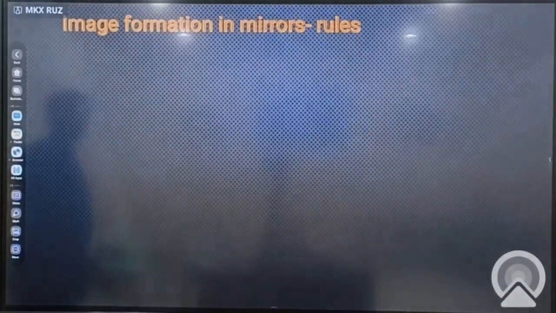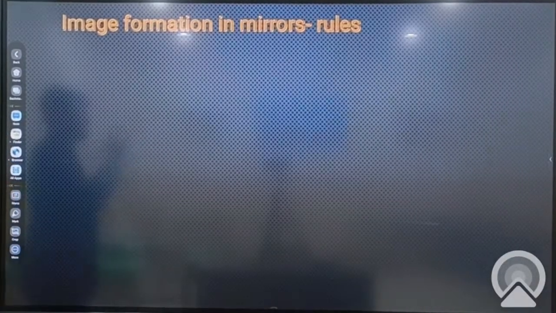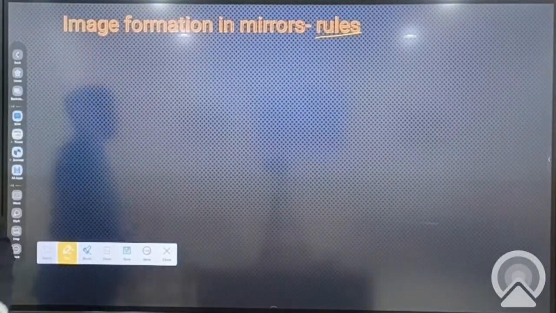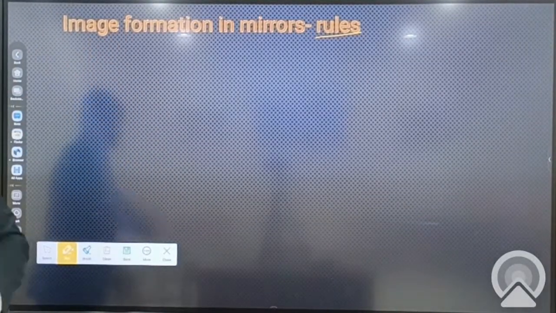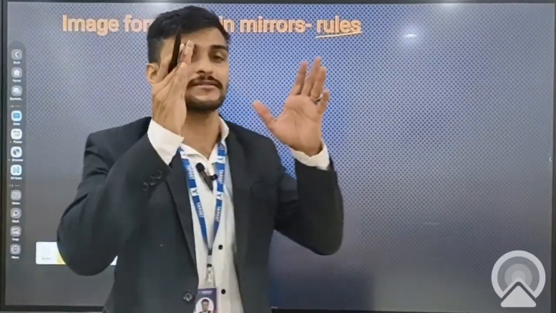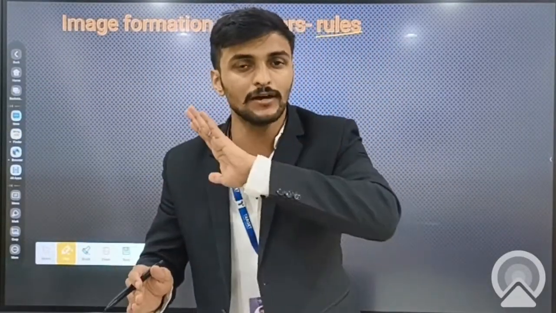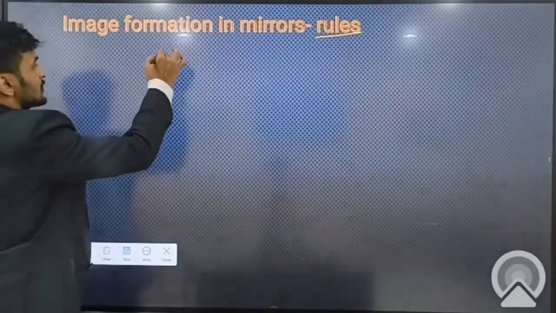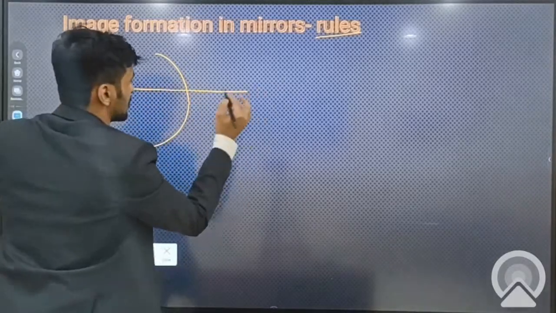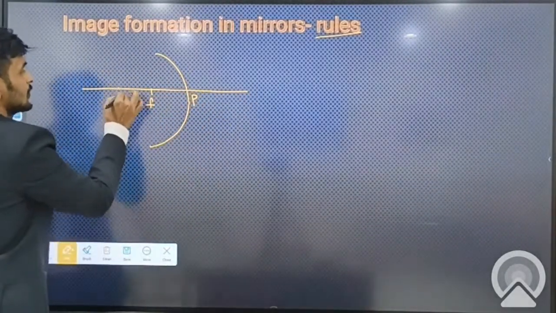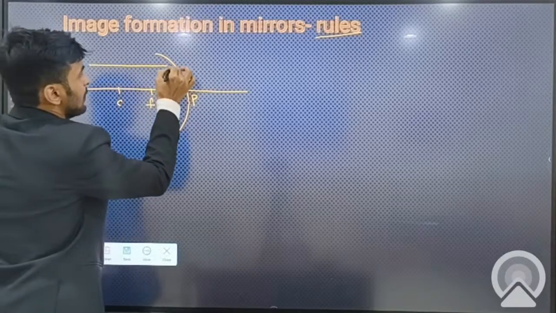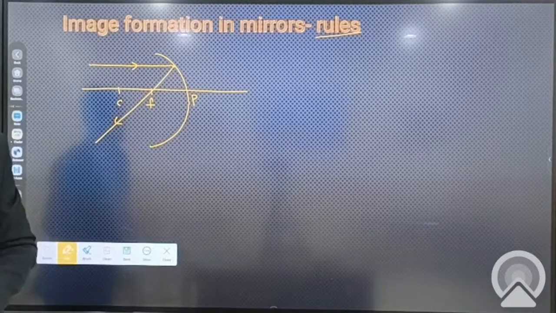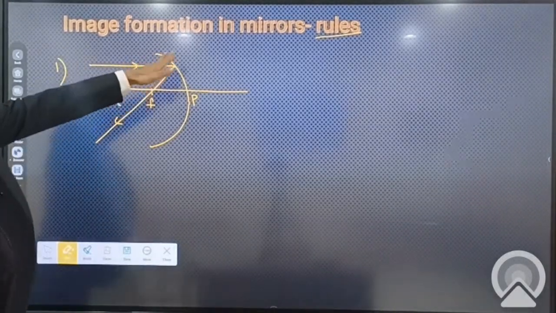Now next one, image formation in concave mirrors. This is very important. First we are going to discuss the rules. We have 4 rules for image formation in concave mirrors. In this chapter we will discuss only concave mirrors, not convex mirrors. Suppose this is my concave mirror, this is the principal axis, the pole and focus are here, and the center is here. First rule: a ray coming parallel to the principal axis, after reflection, will pass through the focus. This is the first rule.